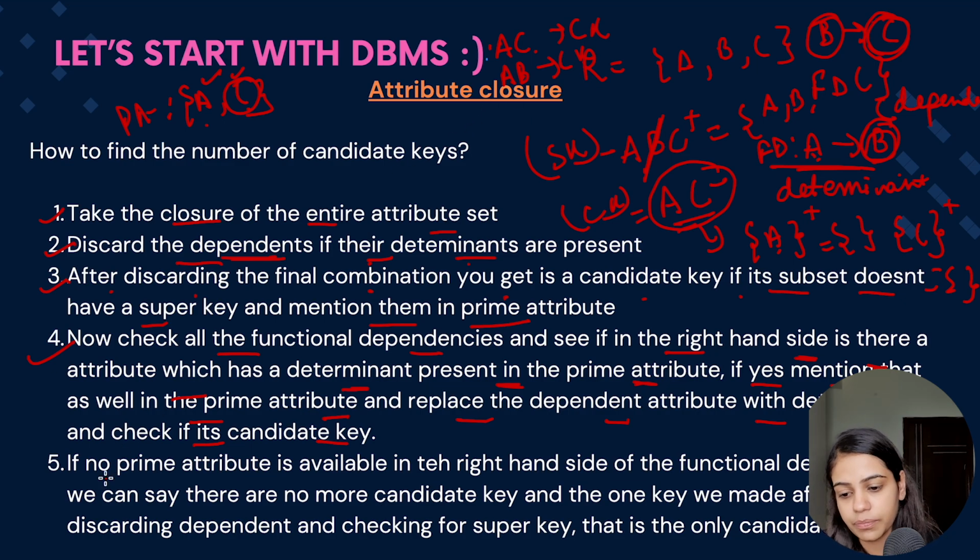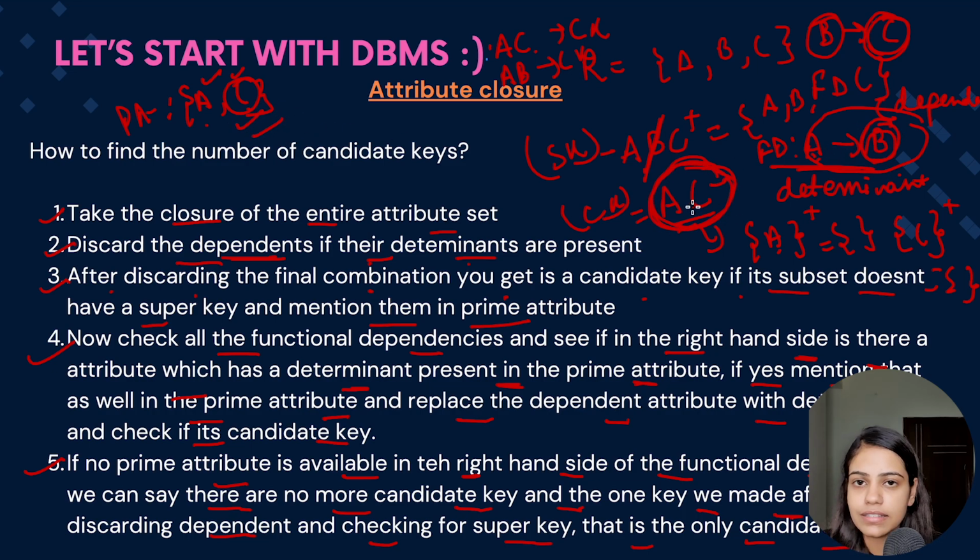In this way we can find all the combinations for which we can check if they are candidate keys or not. If no prime attribute is available in the right hand side of a functional dependency, we can say that there are no more candidate keys, and the one key we made after discarding the dependent and checking for the super key is the only candidate key. So in this case, A and C, and the functional dependency was A determines B. Since there were no dependents on the right hand side which were prime attributes, we can say that only AC is the candidate key.